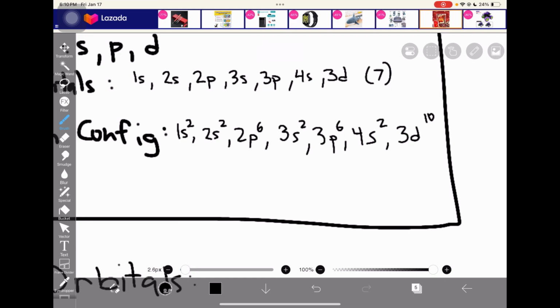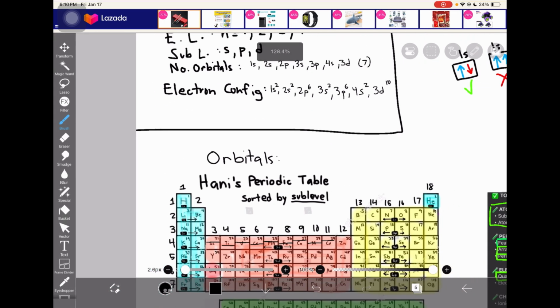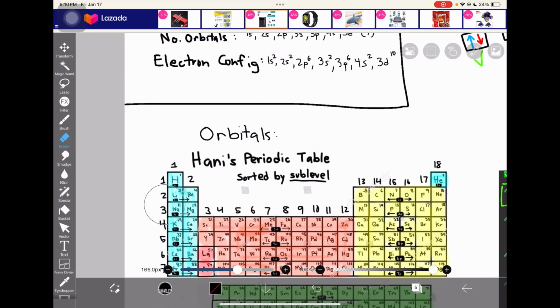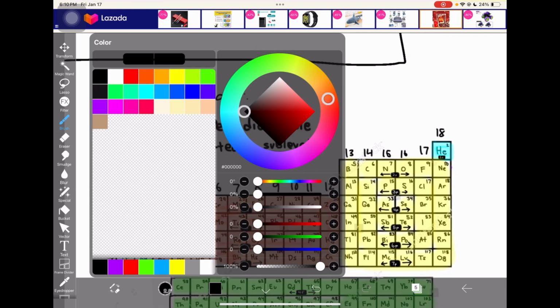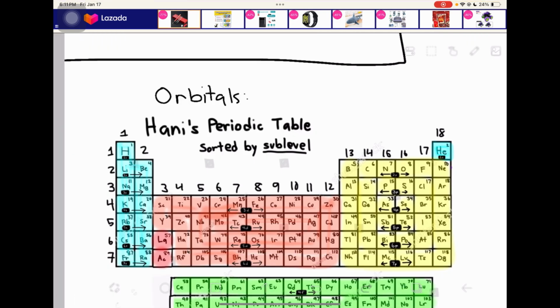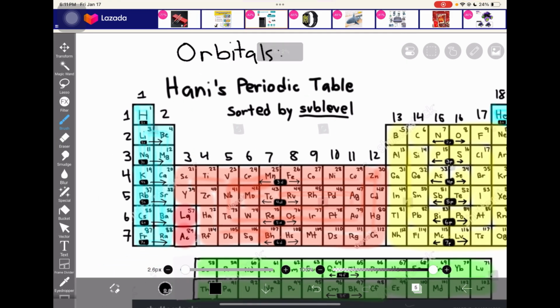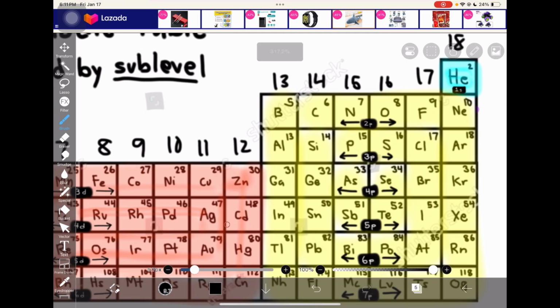Now you notice, these electron configurations are getting really long. How do we abbreviate them, you may ask? I'd say you just abbreviate if it's levels 4 and above. Otherwise, I don't think it's necessary.